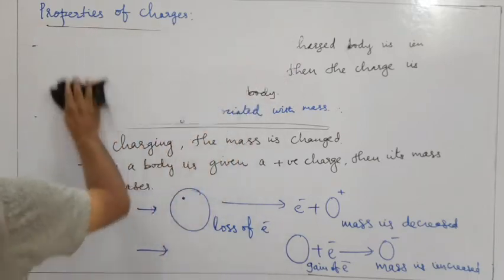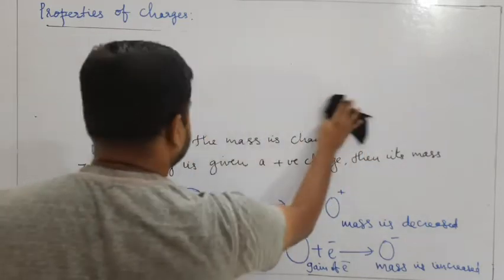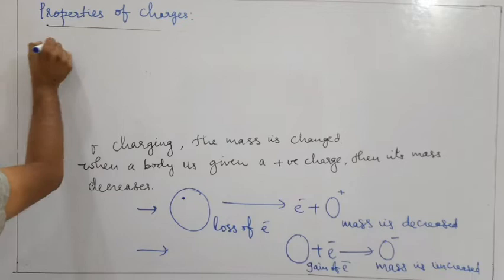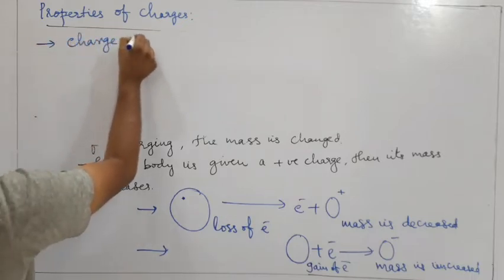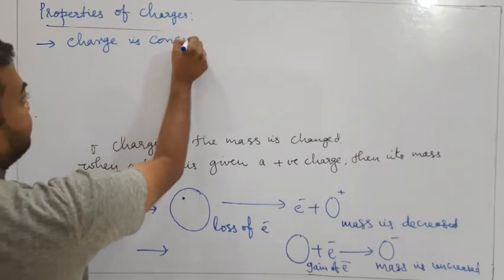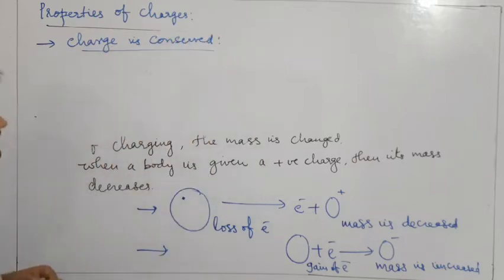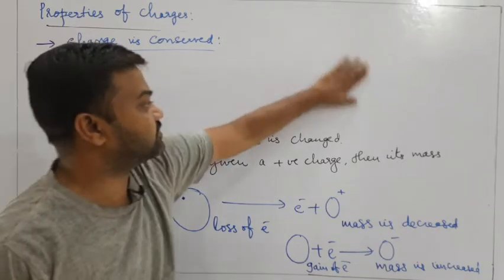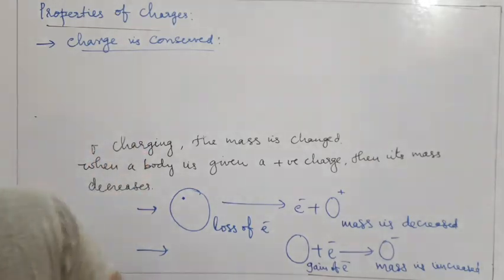Next, we can take one more property. What is that property? Charge is conserved. Charge is conserved means constant. Charge can neither be created nor be destroyed. The total charge of an isolated system is always a constant one. That also we can observe here.